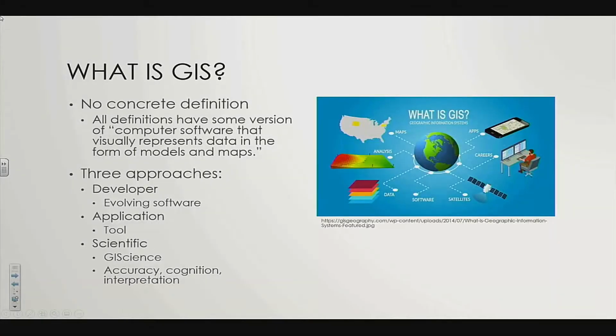So what is GIS? You'll be happy to know that there is no concrete definition for GIS. So there's no universally accepted definition. You can't look it up and get one definition, put it on a test, and be like, okay, that's it. But all definitions have something to do with computer software that visually represents data and forms models and maps. Okay, so it's visually representing everything that you guys are going to be doing out in the field.